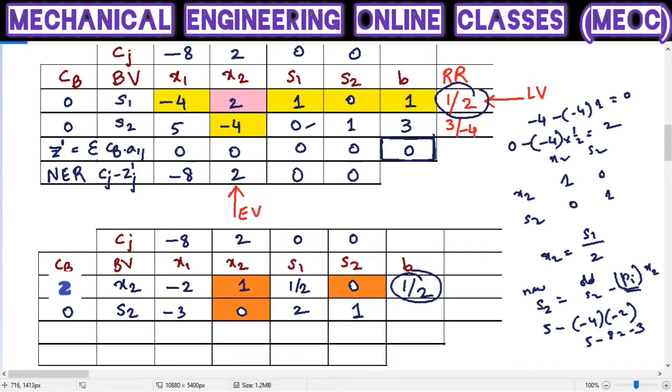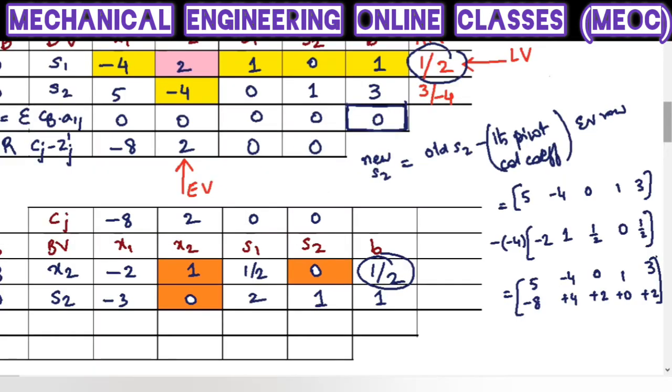And now how do we get this value? It is 1, this 1 minus 4 into this 0 is equal to 1. For a clear understanding, I have written the formula.